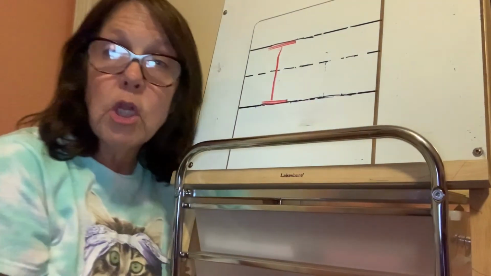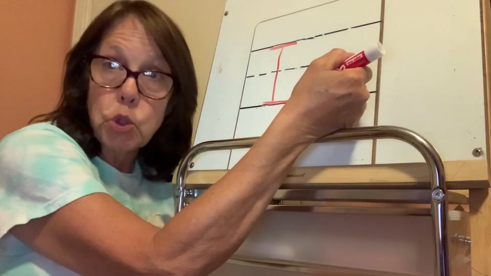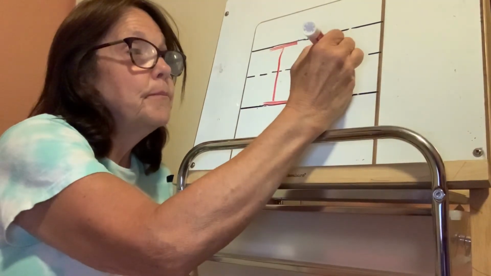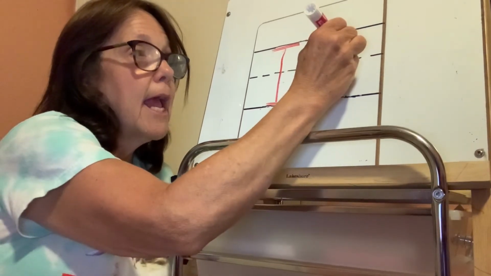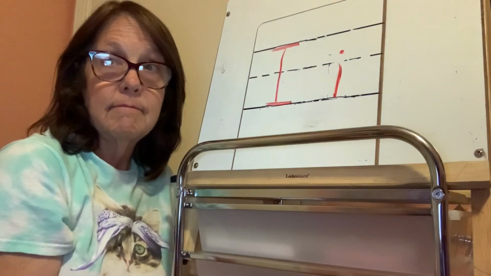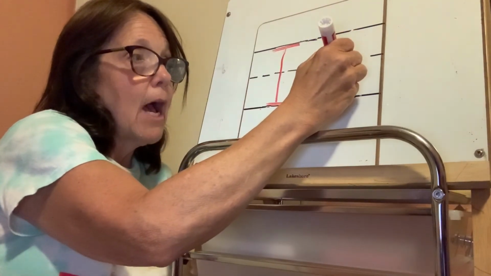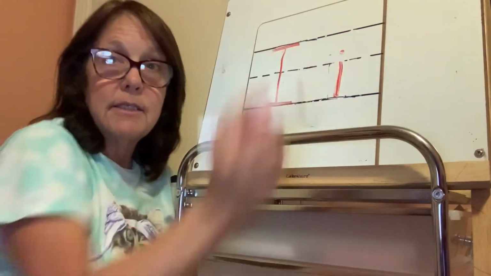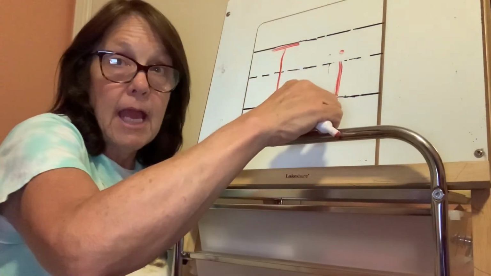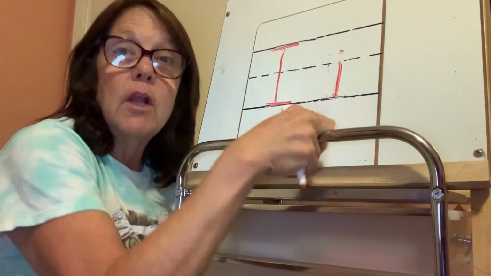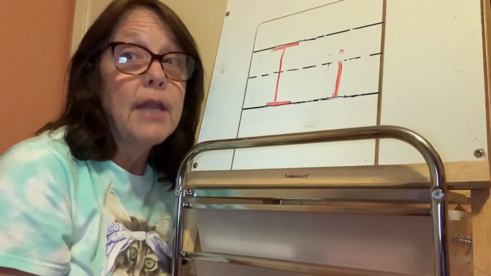Now let's try the lowercase I, starting at the middle line because it's a short letter. Ready? Straight line down and a dot. Straight line down and a dot. Use your magic finger. Straight line down and a dot. The lowercase I. And that's how you write the letter I.